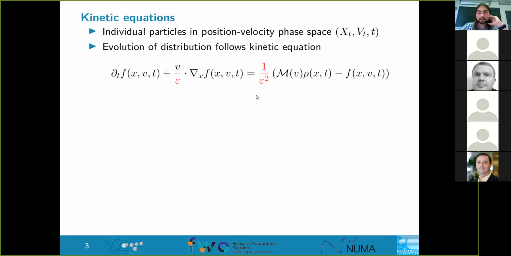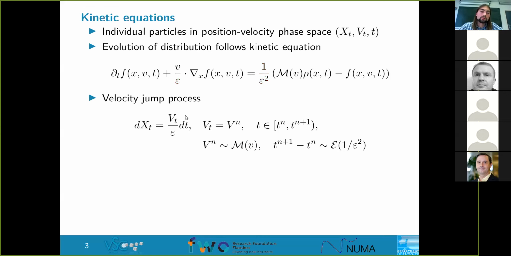Okay, so this is at the PDE level. We have a PDE for the distribution of particles. At the individual particle level, what happens? Well, we have a velocity jump process. So that means that particles move in a straight line with a given velocity at a certain moment in time t, until they have a collision with another particle. The time between collisions is exponentially distributed with expected time between collisions epsilon squared, the same epsilon squared we have here.